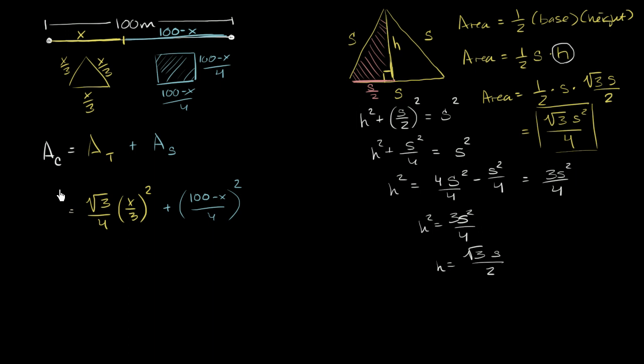So our combined area as a function of where we make the cut is all of this business right over here. And this is what we need to minimize. So we need to minimize that right over there, and I will do that in the next video.